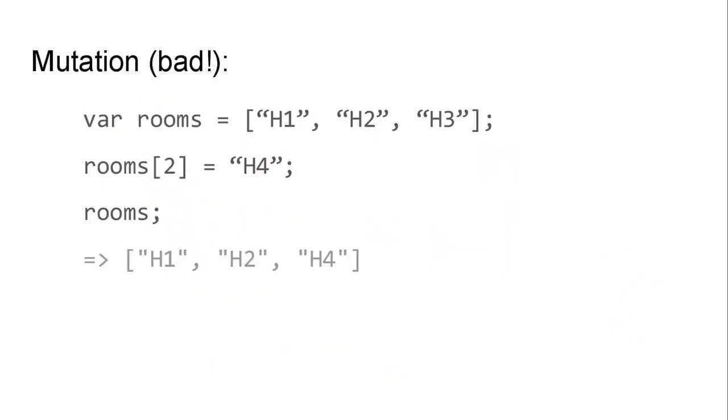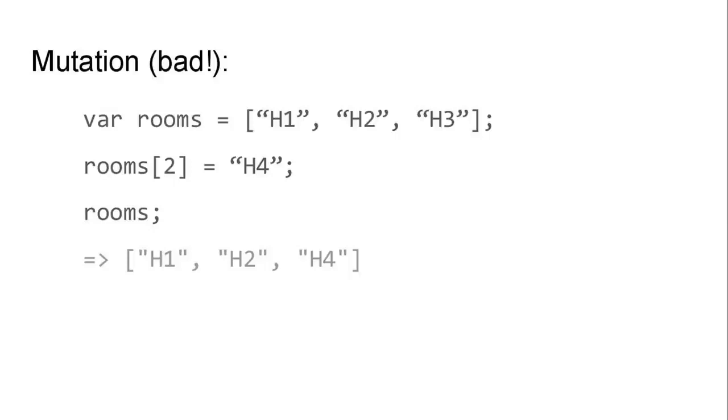So let's take a look at an example, just because for me this was another thing that required a little head wrapping. This would be an example of mutation, which is non-functional. We have a rooms variable which stores a list of h1, h2, and h3, because that's what I thought the relevant rooms were. And then we say, no, actually, it's not h3, it's h4. So let's replace the thing at index 2 in rooms with h4.